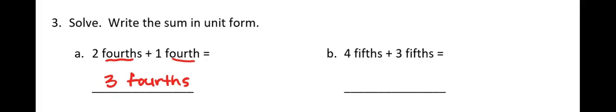And problem B says 4/5 plus 3/5. I have 4 pieces that I'm going to add to 3 pieces. Each piece is a fifth. 4 plus 3 is 7. And I still have fifths. 4/5 plus 3/5 equals 7/5.